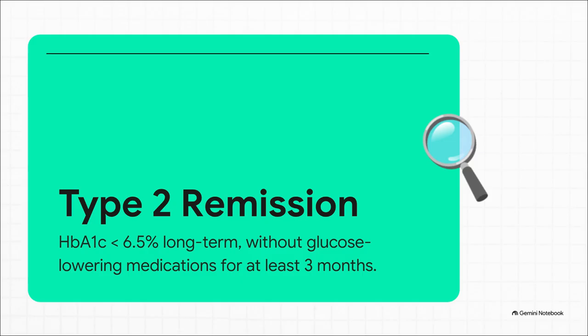Type 2 diabetes remission is clinically defined as when a patient's blood sugar levels return to a safe, non-diabetes level. To put that into perspective, we're talking specifically about an HbA1c of less than 6.5%, long-term without the need for any glucose-lowering medications for at least 3 months. It is a very high clinical bar to clear, and that's exactly why the documentation in the chart needs to be crystal clear before you even think about assigning that E11.A code.